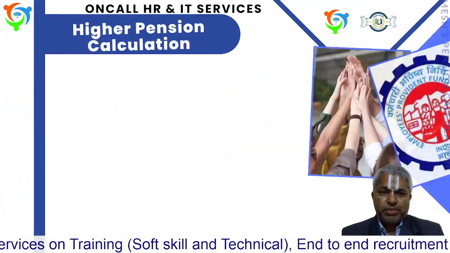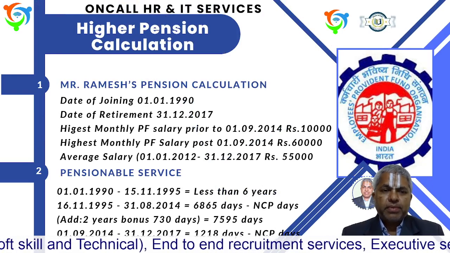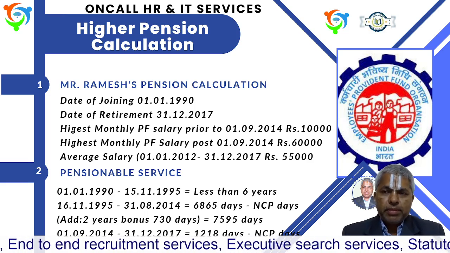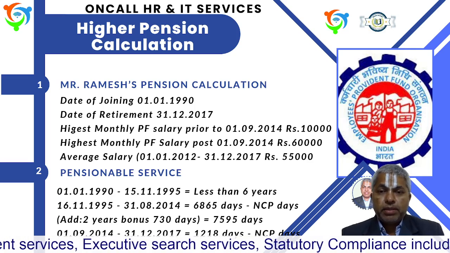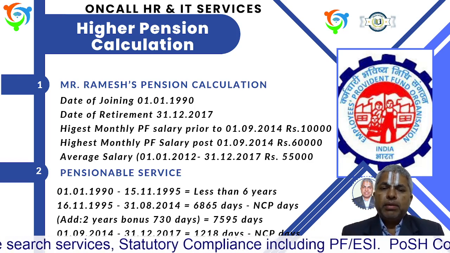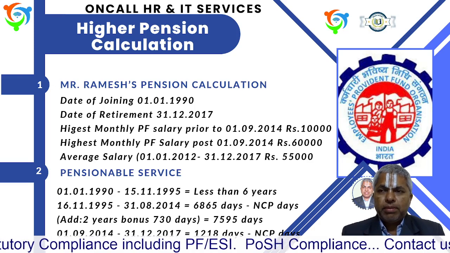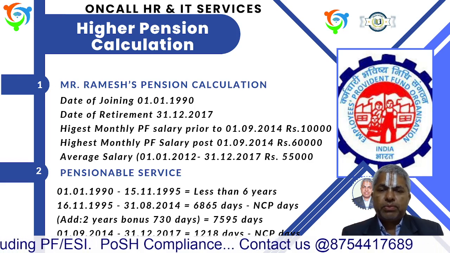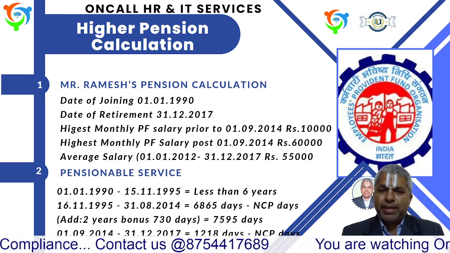We'll take one example. Mr. Ramesh joined on 1st January 1990 and retired on 31st December 2017. The salary part: before 1st September 2014, in that period his highest salary was 10,000 rupees. We are taking this as an example. Highest salary means PF wage. For 10,000, they would have paid PF. That is the highest salary. For the period after 1st September 2014, the highest salary was 60,000. These are all examples.